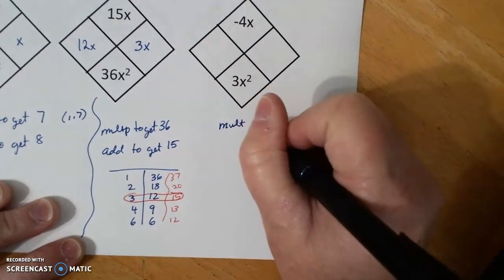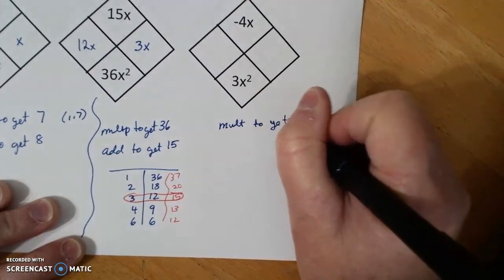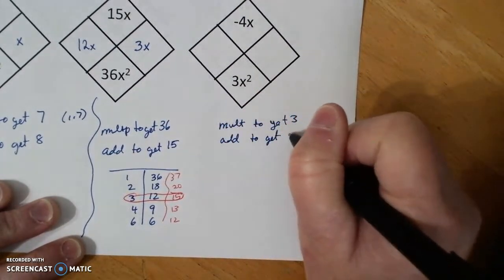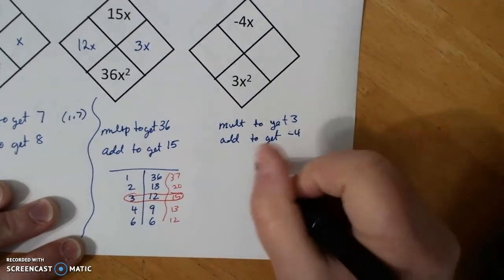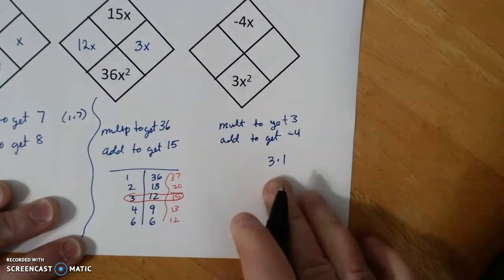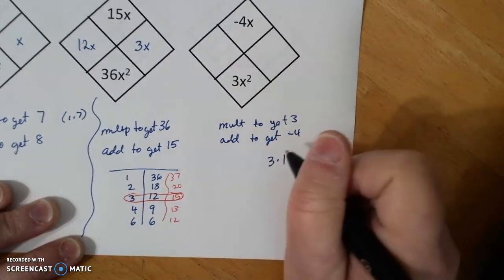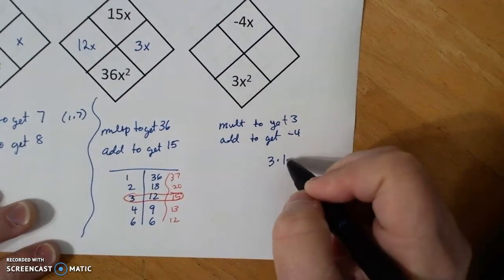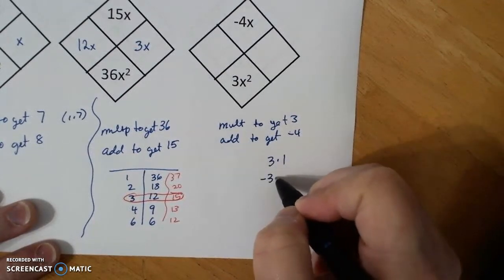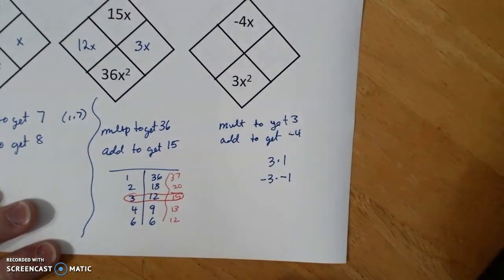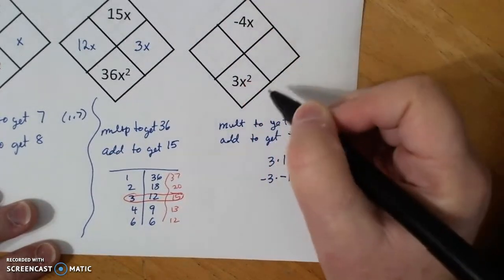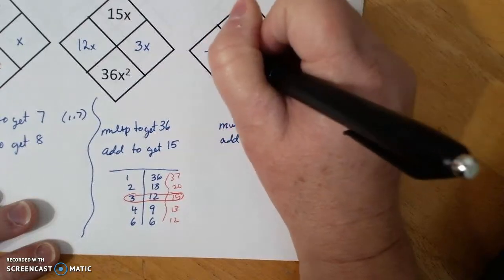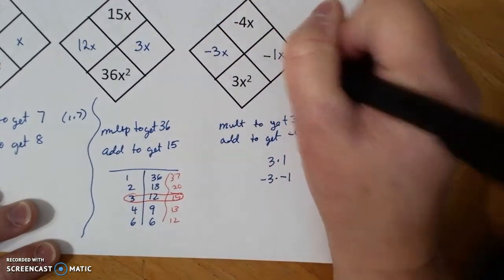Multiply to get 3. Add to get -4. Well, I have 3 times 1, but that adds to 4, so it must be that 3 times 1 is 3, but also -3 times -1 is also 3. And to get a negative, I need to do adding. So it's -3x and -1x.